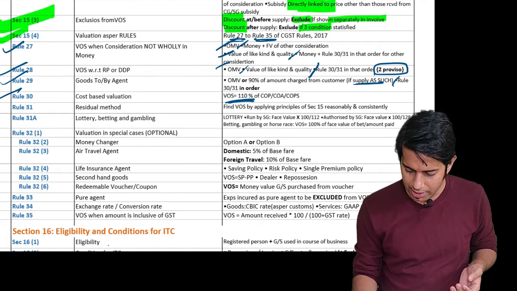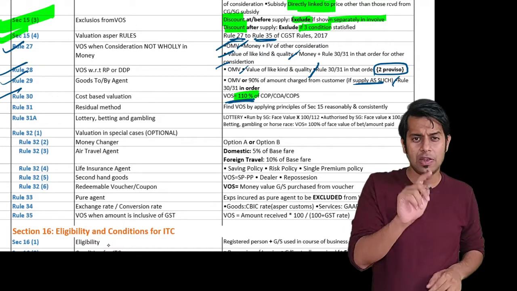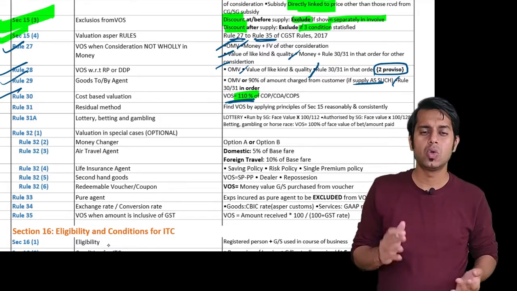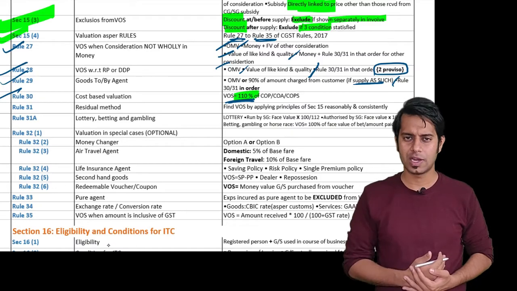110% of cost of production if you are a manufacturer, cost of acquisition if you are a trader buying and selling the goods, and cost of provision of services if you are a service provider.